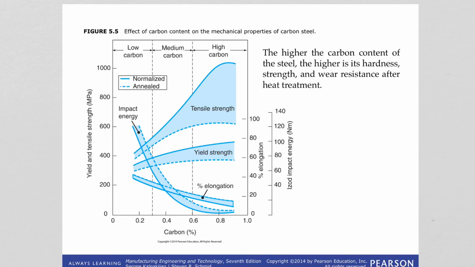And we also talked about the fact that the higher the carbon content, the higher the hardness, strength, and wear resistance of steel after heat treatment. So, as you can see, on the y-axis we are seeing the yield and tensile strength and how it is changing. The dashed is annealed, the solid is normalized, and normalized always has higher strength, as we talked about, compared to annealed.